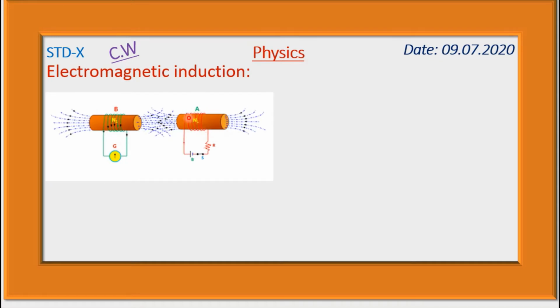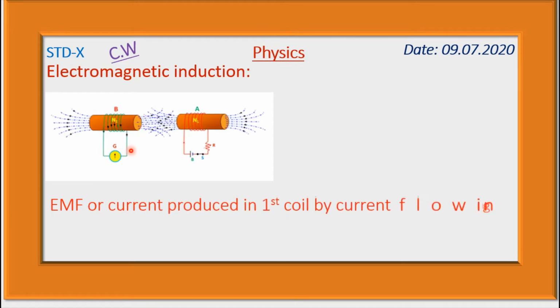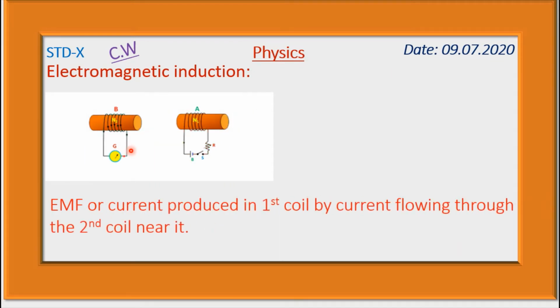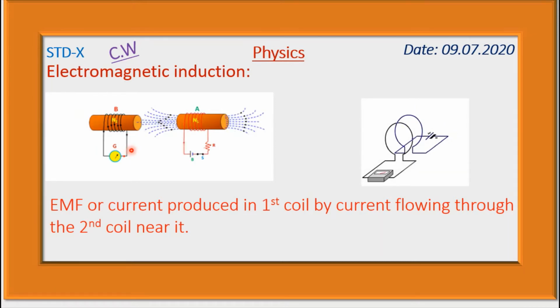Here this coil is known as primary coil and this coil is known as secondary coil. EMF or current is produced in the first coil by current flowing through the second coil near it. In the second figure, here the current carrying coil is moving towards the coil and away from the coil. Therefore, an induced electromotive force is produced through this coil.